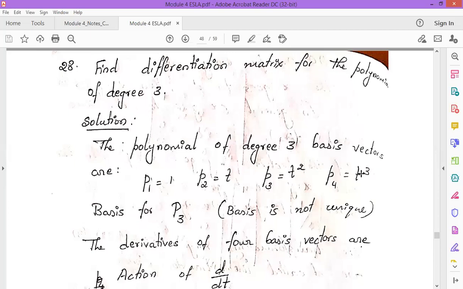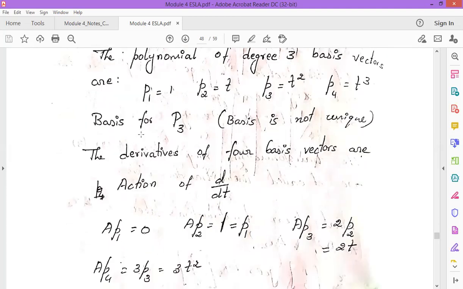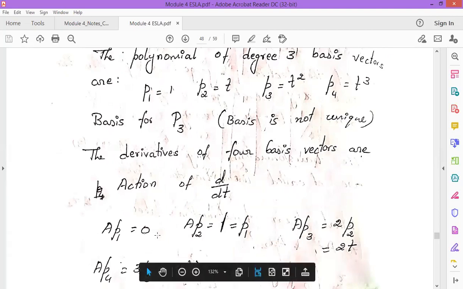So since we are asked for polynomial of degree 3, here we will be considering up to t to the power 3. So now, basis for P, here we are going to identify the differentiation for P1, P2, P3, P4. So here the differentiation of P1 with respect to t, that is dP1 by dt, is equal to 0. And similarly, the differentiation of P2 is equal to 1. So here the differentiation of t with respect to t is 1.